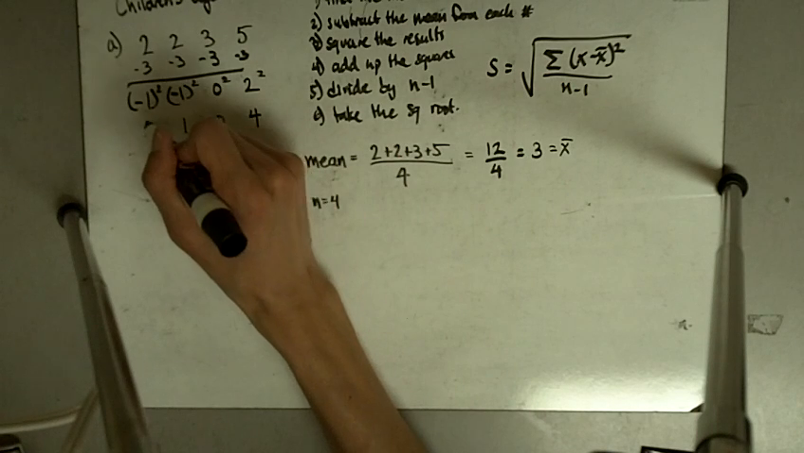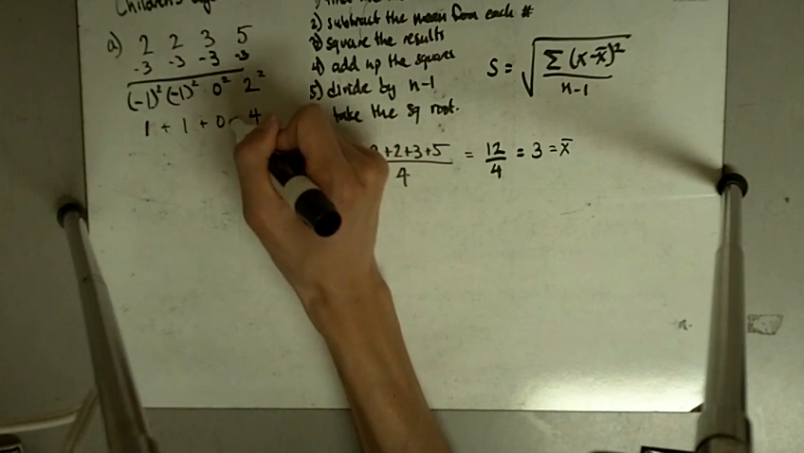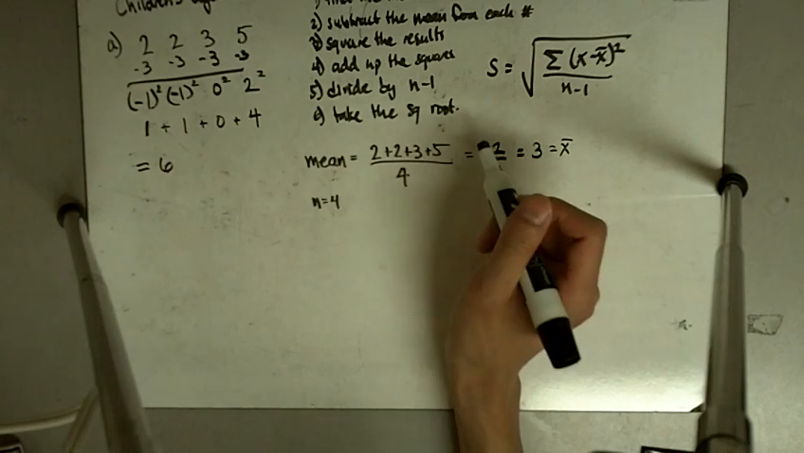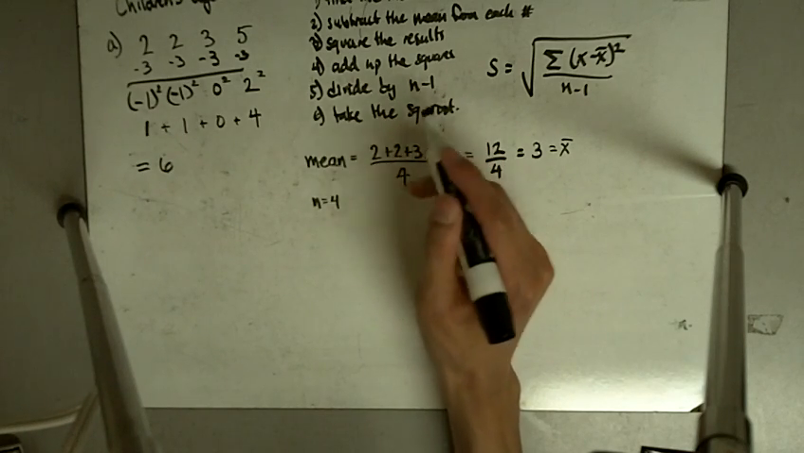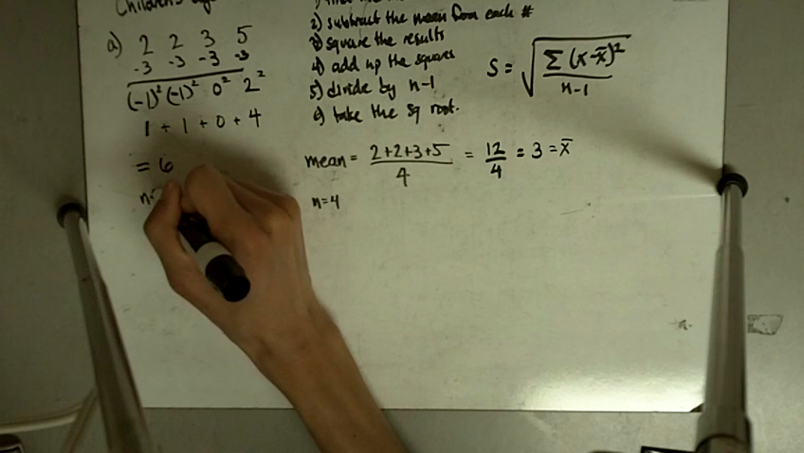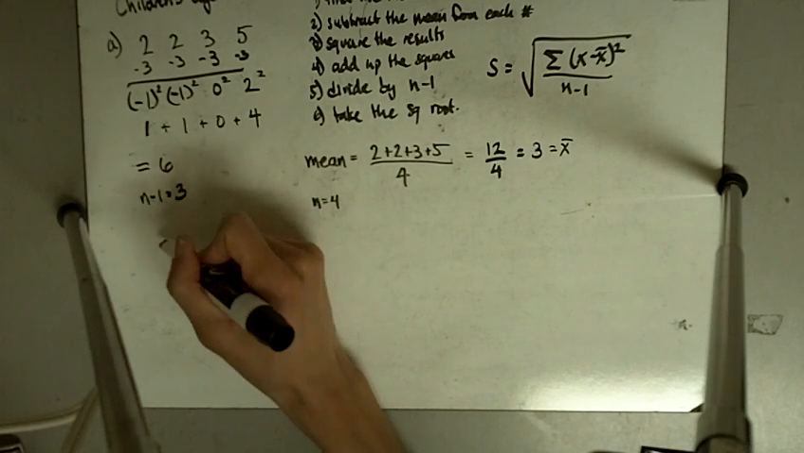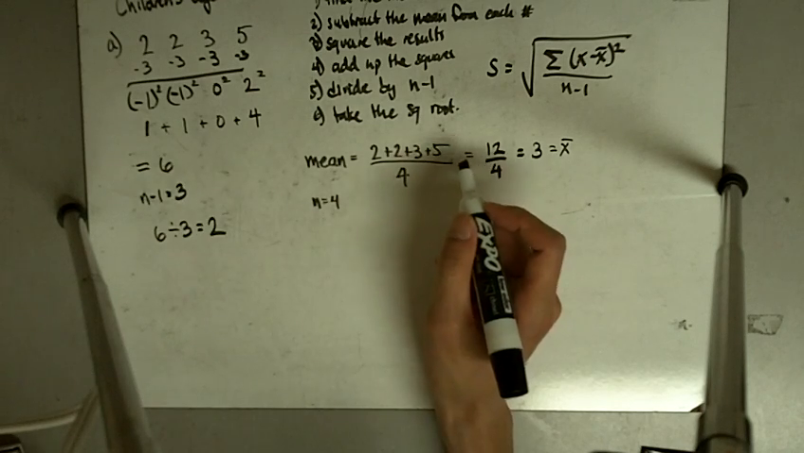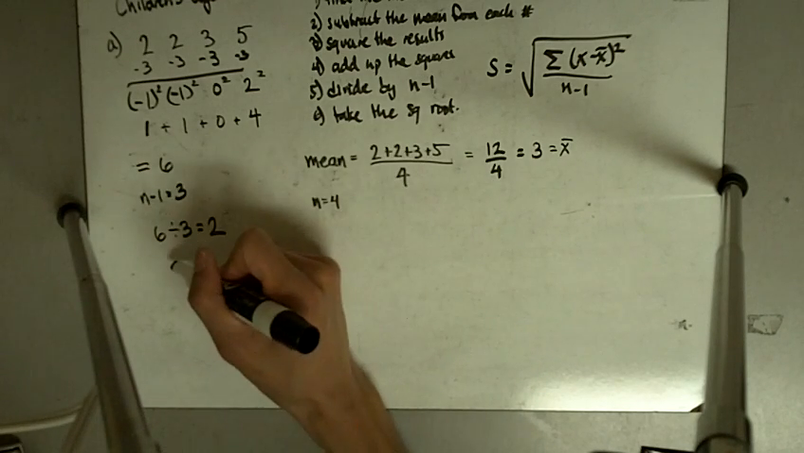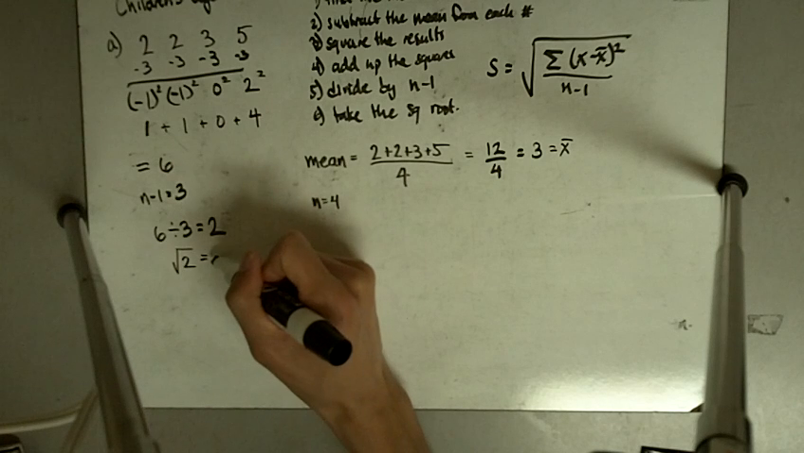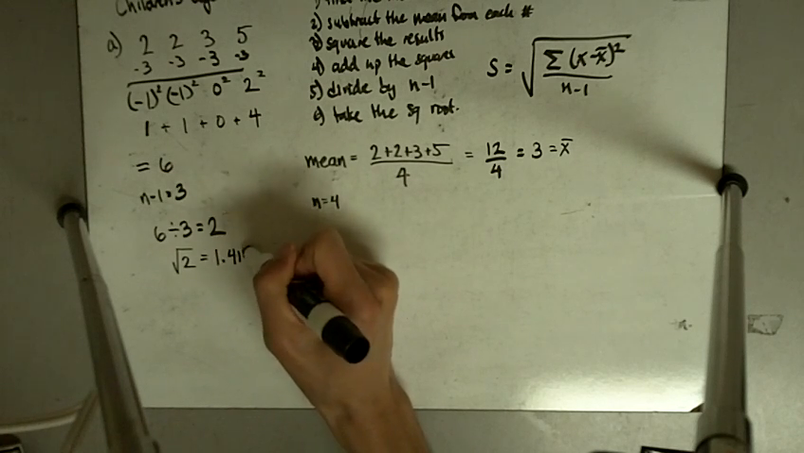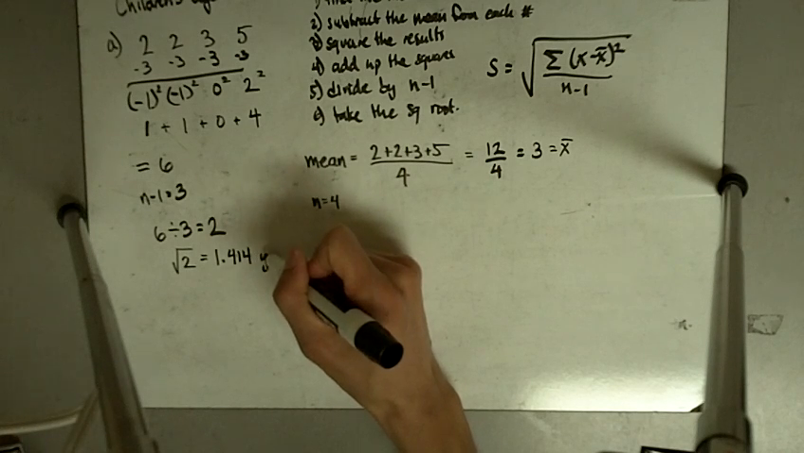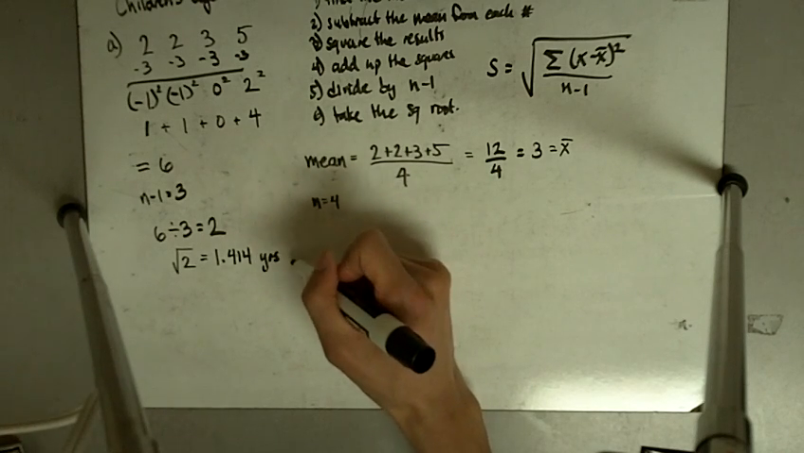Now I'm going to add up the squares. So I'm going to do 1 plus 1 plus 0 plus 4. This gives me a total of 6. I divide by n minus 1. So n is 4, so n minus 1 is equal to 3. So now I'm going to do 6 divided by 3. I get 2. And my last step is to take the square root. So I'm going to take the square root of 2, and that's going to give me 1.414. That's my standard deviation. 1.414 years is the standard deviation.